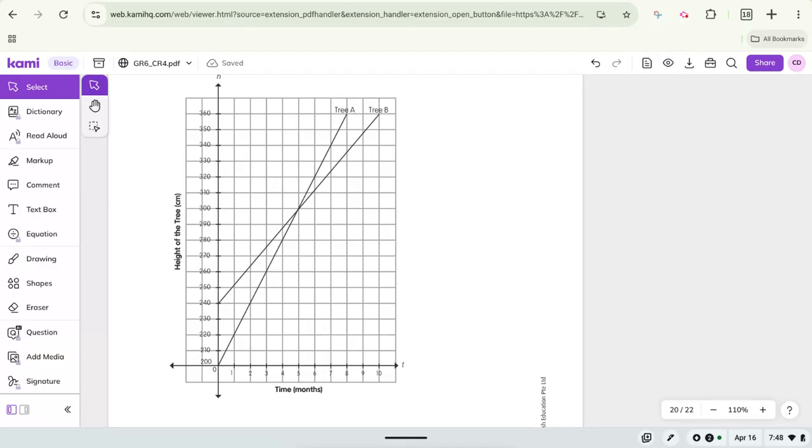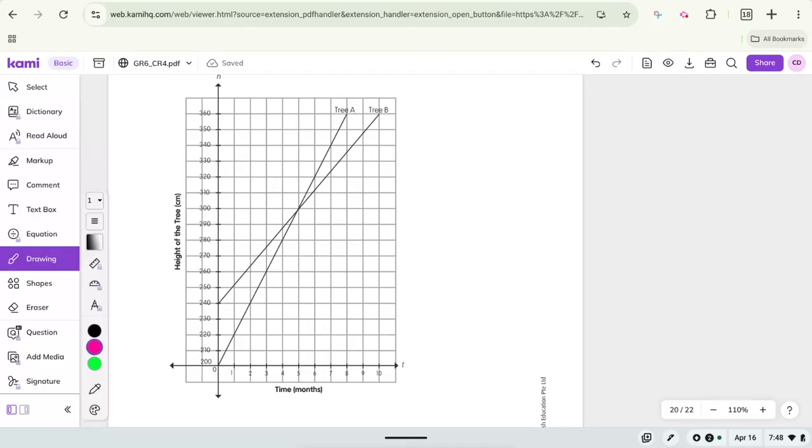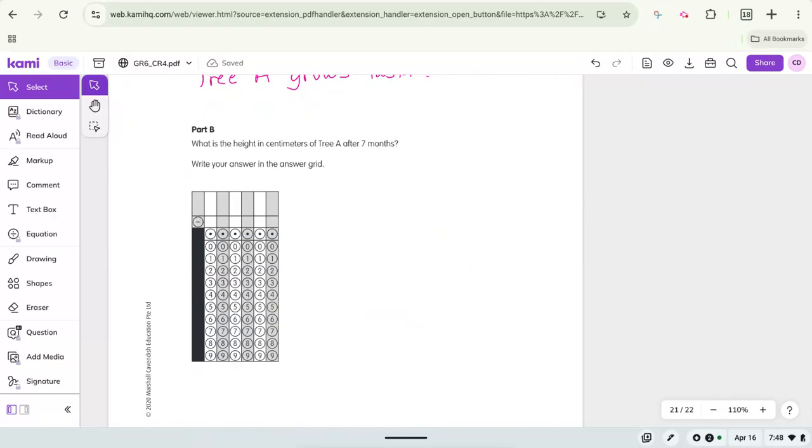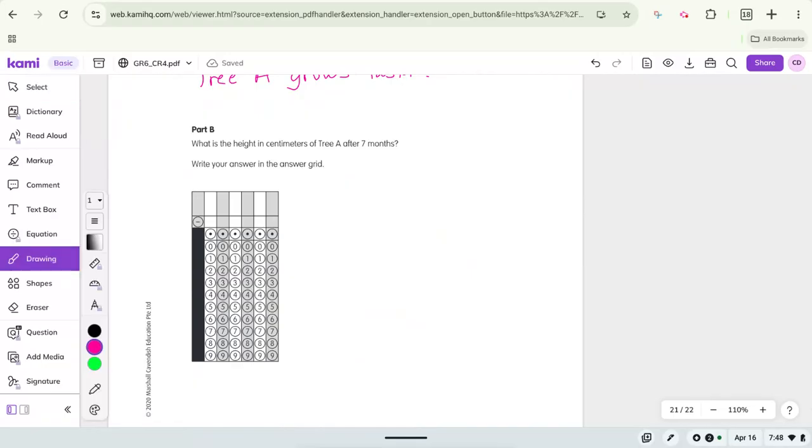Now the next question, part B, says what is the height in centimeters of tree A after 7 months? So we just need to find 7 months along our timeline and go up to tree A. So if we go up to tree A, it's right here. That corresponds to 340 centimeters. Okay, so part B is 340 centimeters. And we just get that straight from reading the graph.